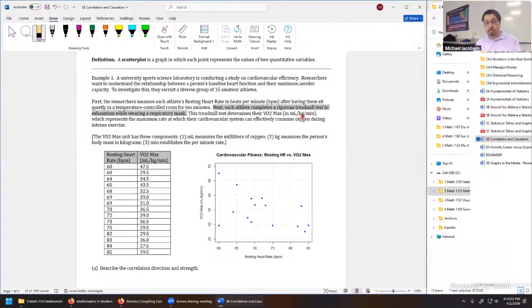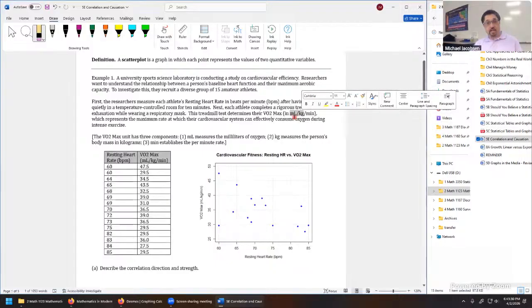And this is for fairness. A bigger person might have bigger lungs. A smaller person might have smaller lungs. So this gives us a baseline comparison of how much air per biomass of the person per minute. And so that's the VO2 max unit.